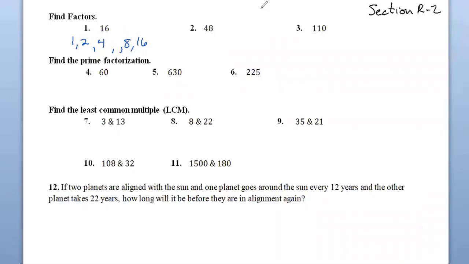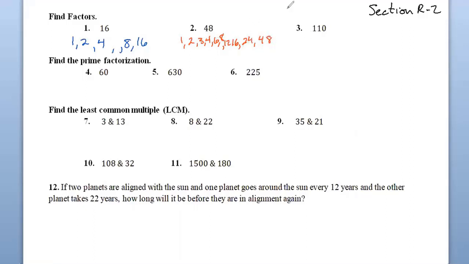Good. Number 2, 48. We've got 1 and 48. 2 times, let me see, 48 divided by 2 is 24. 3, 16. 48 divided by 4 is 12. And then 5, nope, 6 goes into it 8 times. It's a little bit scrunched, but that's all of them: 1, 2, 3, 4, 6, 8, 12, 16, 24, 48.